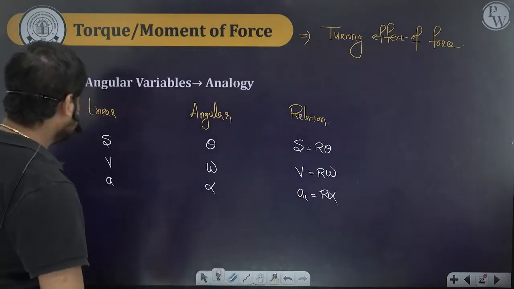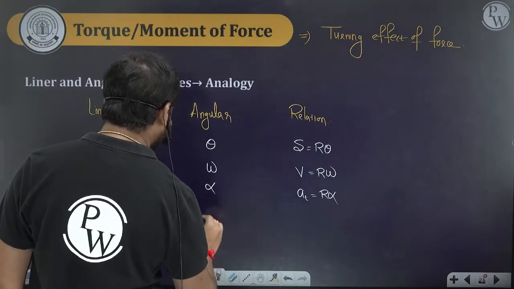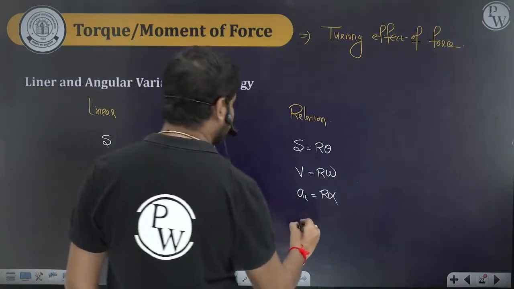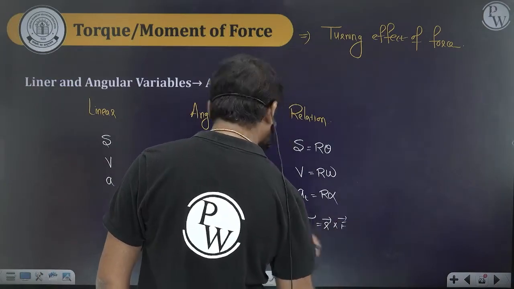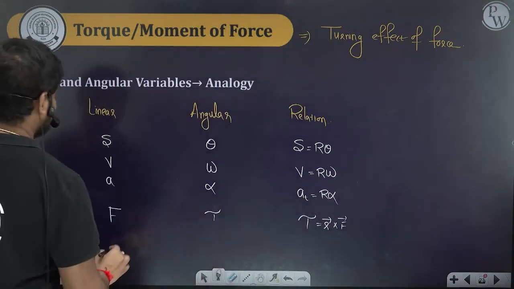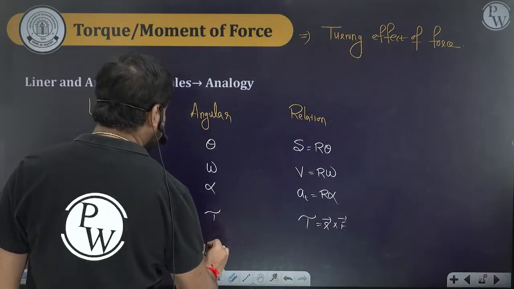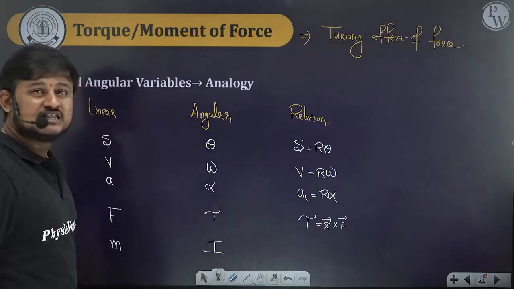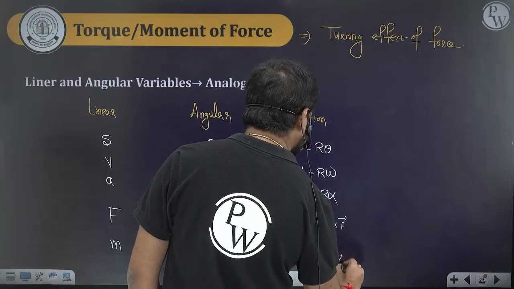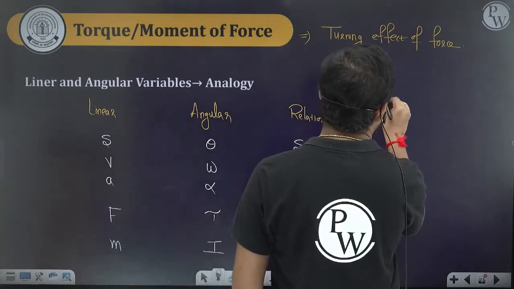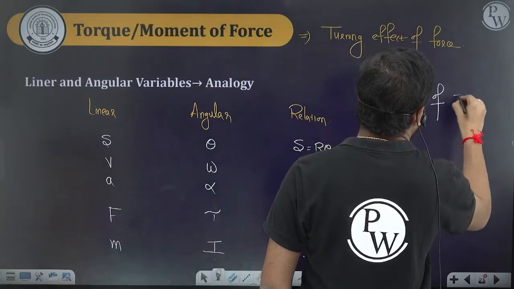Similarly, in the linear case we have force F, and in the angular case we have torque. They are related by torque equals R cross F. We are going to see this formula; just to have the idea, I am writing it. And whatever role the mass plays in linear terms, in angular terms the moment of inertia plays it. The moment of inertia is equal to mr square. Here I is called the moment of inertia.